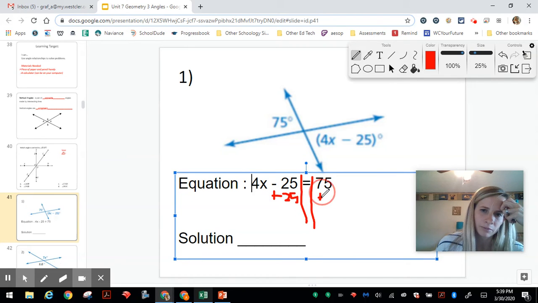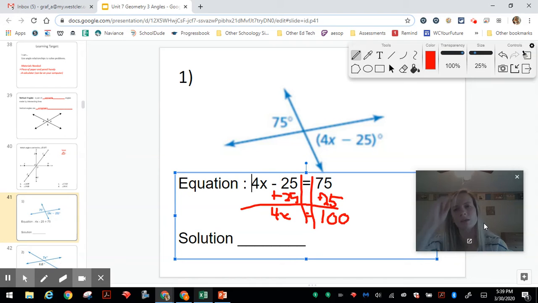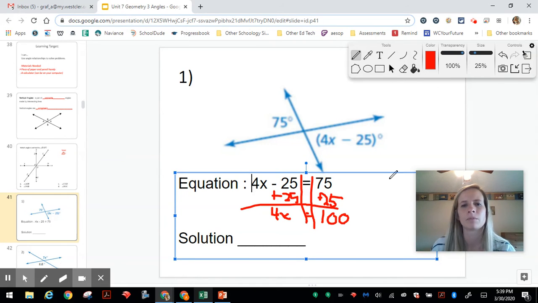I'm sorry, I lost my little pen for my computer, so my writing's not the best here. Okay, so on this side, I'd be left with 4x. This side, I would have 100. So think about what would be my second step then. My last step in this 2-step equation would be divide by 4. So if I'm solving for x, I would have x equals 100 divided by 4, which is 25. And you're talking about angles, so it's 25 degrees. If you don't have those steps written down, please pause it here so you can write down those steps.